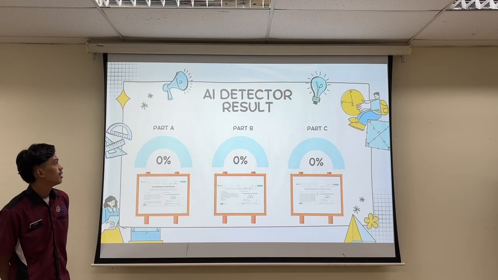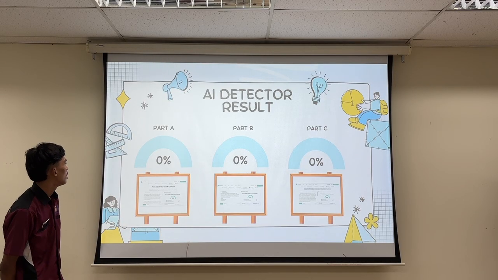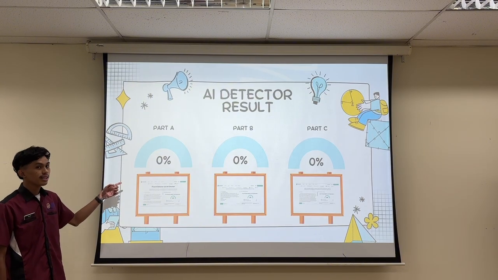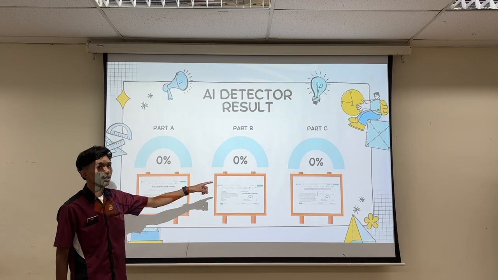For this is our AI detector result for this assignment: for part A we get 0%, the same with part B we get 0%, and for part C we also get 0%.